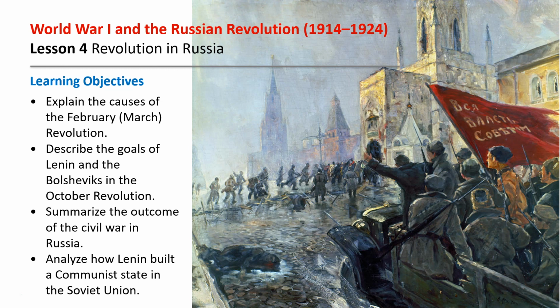We'll look at the goals of Lenin and his Bolsheviks in the October Revolution, the Second Revolution. So we're going to talk about two revolutions in Russia. And then after the Second Revolution, we'll look at the outcome of what becomes a civil war, basically the whites versus the reds, who's on each side and who's supporting each side. And then once the communists are successful, we'll look at how Lenin built a communist state in the Soviet Union, and then we will just get to the point where Stalin takes over.